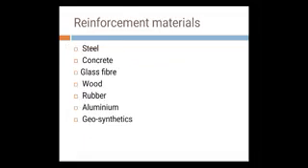So what kind of materials can we use for the reinforcement? As we know, steel, concrete, glass fiber, wood, rubber, aluminium and the newly introduced geosynthetics can be used.